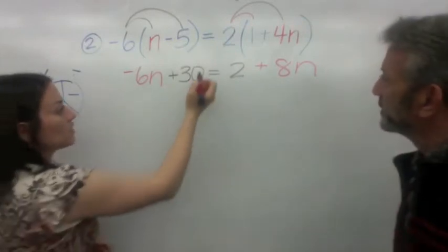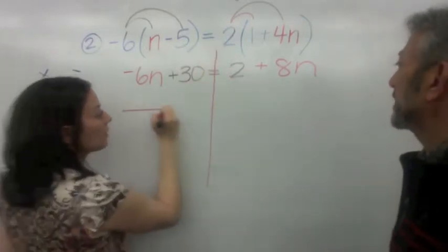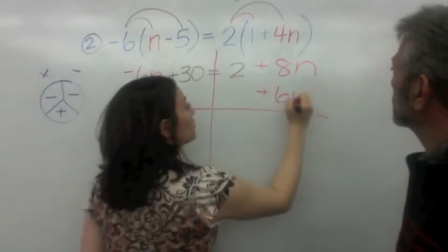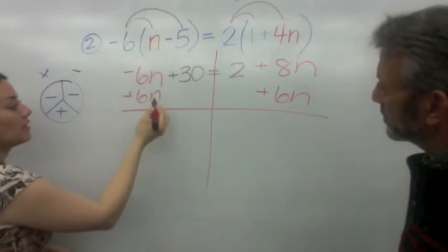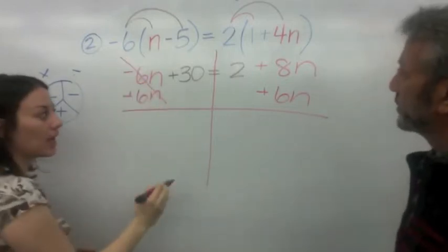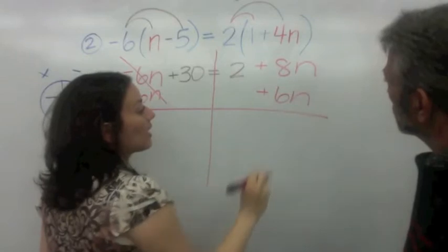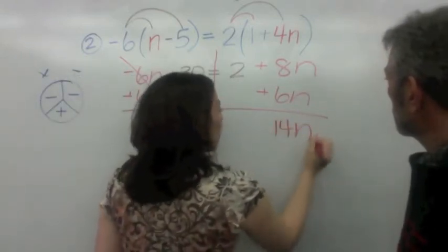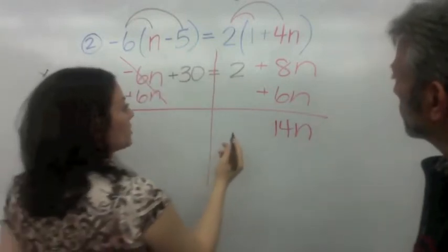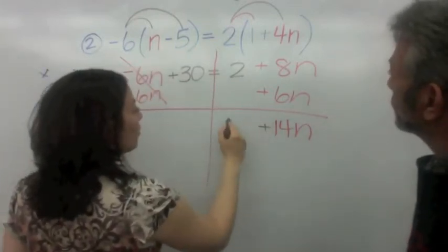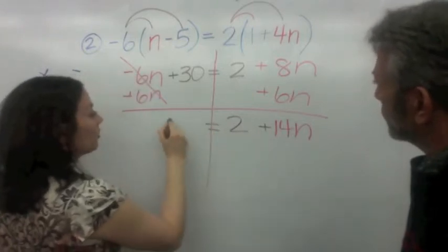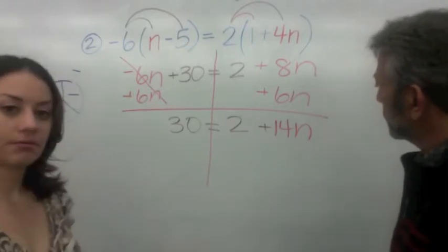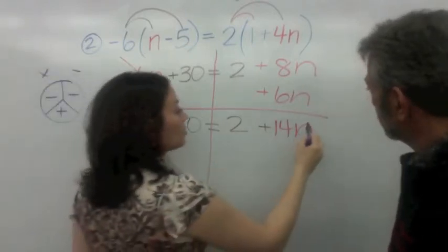So what is the opposite of negative 6n? Positive 6n. So this is when you're making your first T. You add 6n to both sides because you're combining like terms. Negative 6n and positive 6n make 0. And then what about over here? 8n plus 6n. 14n. Good. Now you bring down the coefficients. You're going to bring down 2 and you're going to bring down 30. We don't touch it. Now can you solve for n? Yes, because there's only one term.